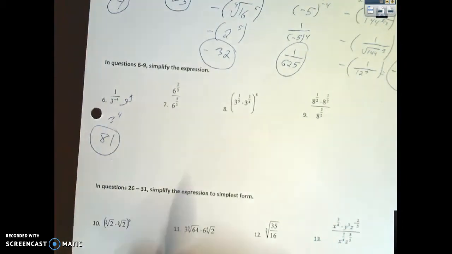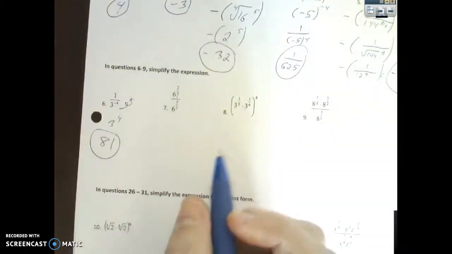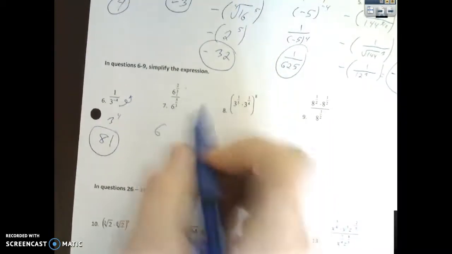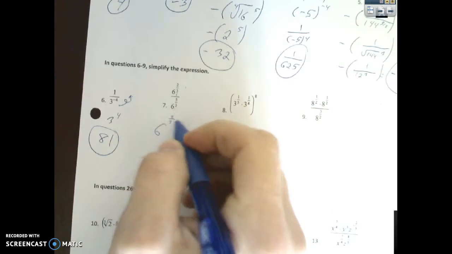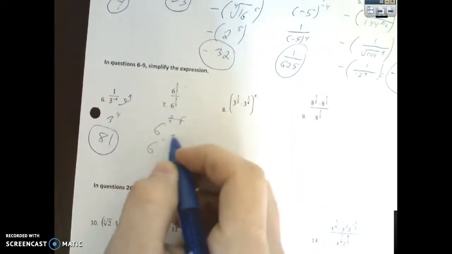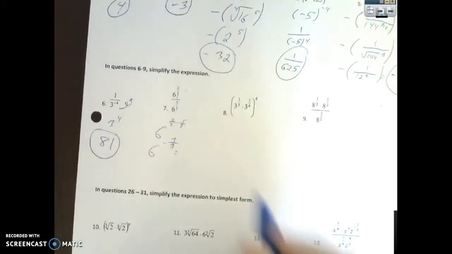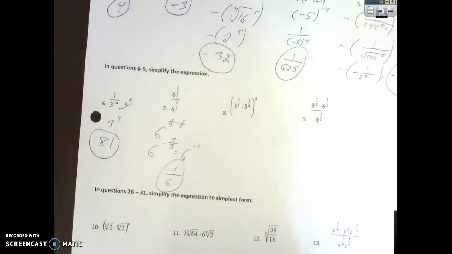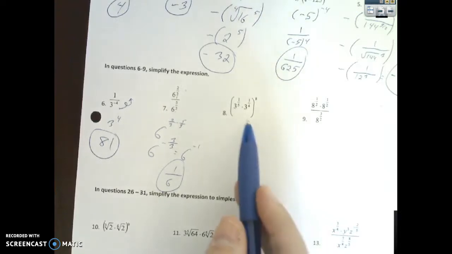Okay, same base over top of one another. I turn it into one base. Take your top exponent minus your bottom exponent. 2/3 minus 5/3 gives me negative 3/3, which is equivalent to negative 1. I'm not done yet because you never want a negative exponent. It's just 1 over 6 to the 1st. 1 over 6. Okay?